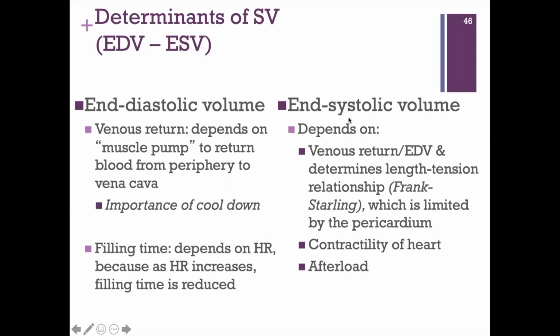Our end systolic volume will depend on what our venous return was, what our preload coming in was. So, what was that end diastolic volume? And it determines this because of the length-tension relationship with the Frank-Starling law, which means the more stretch I have to the heart, the more contraction I can have. And that is limited by the pericardium. Remember that sac that surrounds all of our heart only allows for so much stretch of the heart muscle because of blood filling it.